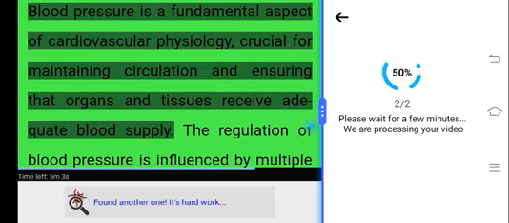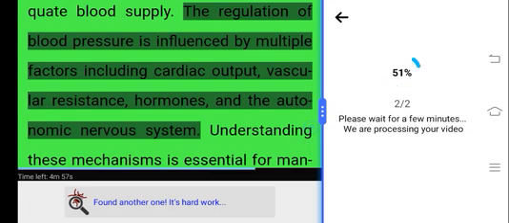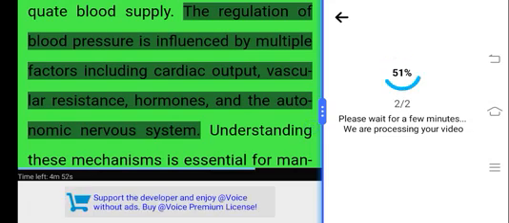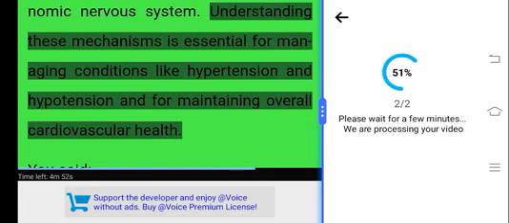Conclusion. Blood pressure is a fundamental aspect of cardiovascular physiology, crucial for maintaining circulation and ensuring that organs and tissues receive adequate blood supply. The regulation of blood pressure is influenced by multiple factors including cardiac output, vascular resistance, hormones, and the autonomic nervous system. Understanding these mechanisms is essential for managing conditions like hypertension and hypotension and for maintaining overall cardiovascular health.